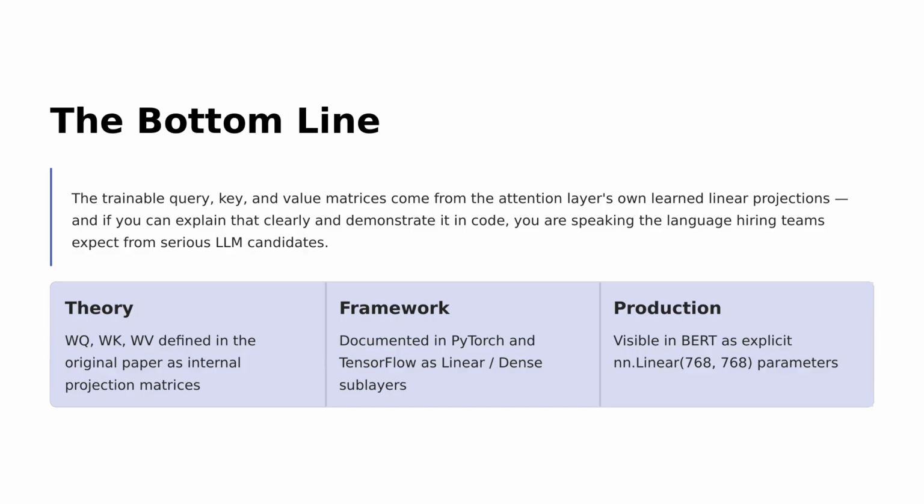Here's the bottom line. The query, key, and value matrices are not external inputs. They're learned inside the attention layer through its own linear projections. That's how the original paper defined WQ, WK, and WV, how frameworks like PyTorch and TensorFlow implement them, and how models like BERT expose them as named parameters. If you can explain that clearly and show it in code, you're demonstrating the level of understanding hiring teams look for.